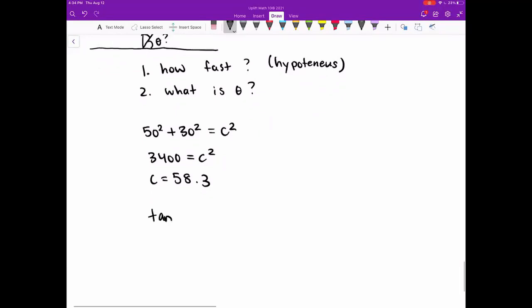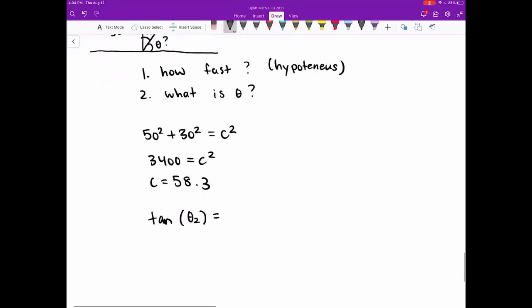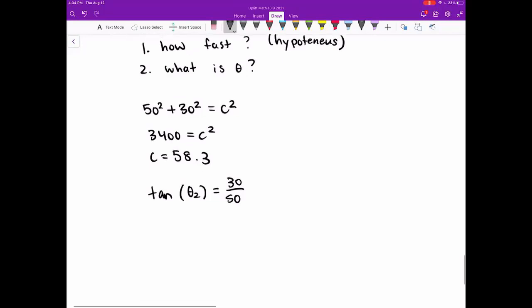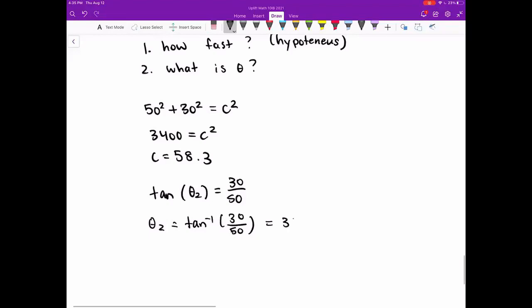So tan theta 2 should be equal to opposite over adjacent. The opposite is 30 and the adjacent is 50. So here we have to use the calculator to do the inverse of tan. Okay, so if we do the inverse tan of 30 over 50, we get that theta 2 is roughly 30.96 degrees.